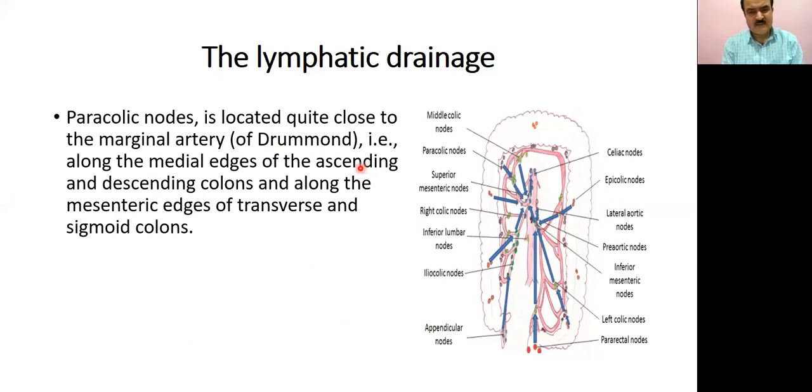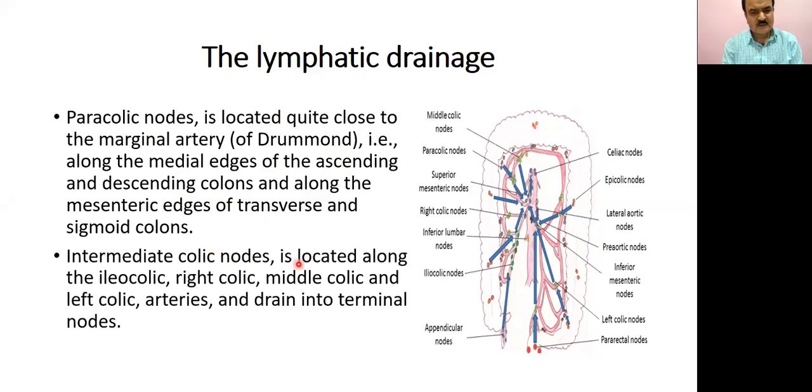We have three mesenteric arteries: superior, middle, and inferior. The middle and the inferior mesenteric arteries, their terminal branches, form an arcade of blood vessels close to the colon, what we call the artery of Drummond. So these paracolic nodes are quite close to the marginal artery along the medial edges of the ascending and descending colon, and along the mesenteric edges of the transverse and sigmoid colons.